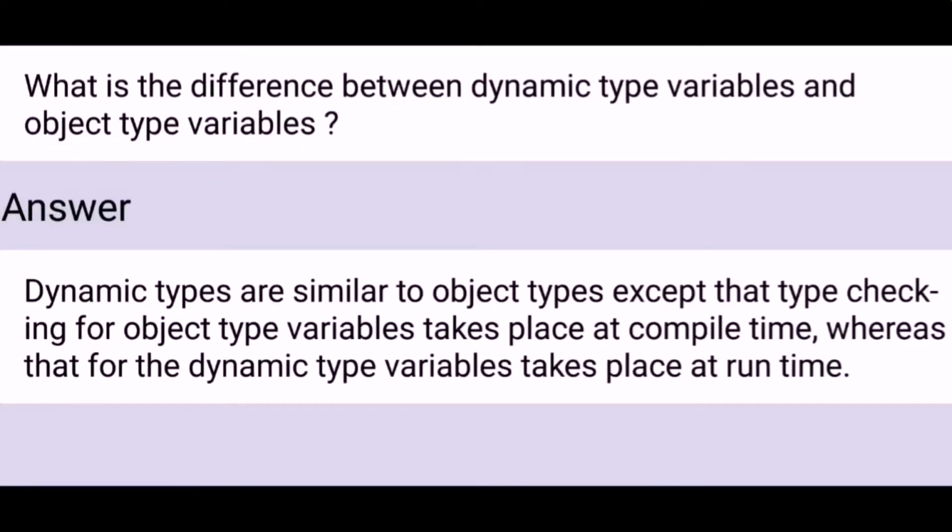What is the difference between dynamic type variables and object type variables? Dynamic types are similar to object types, except that type checking for object type variables takes place at compile time, whereas that for the dynamic type variables takes place at runtime.